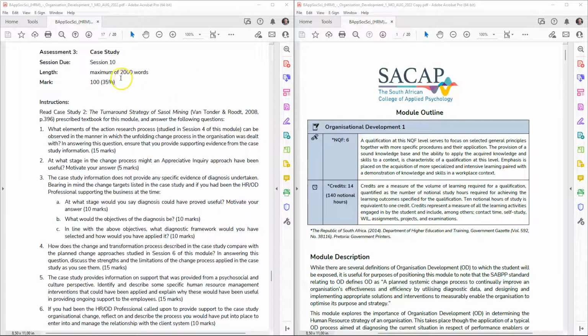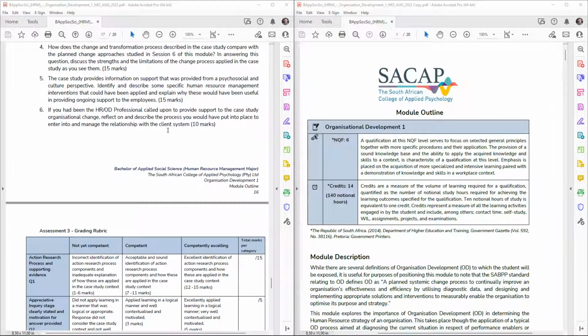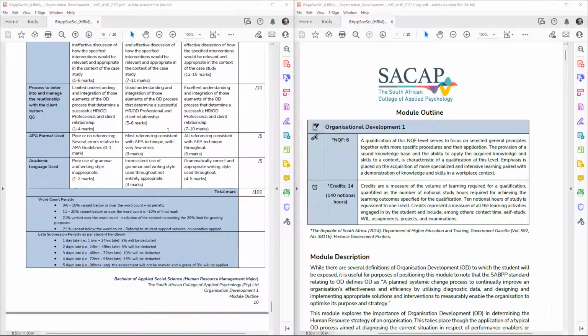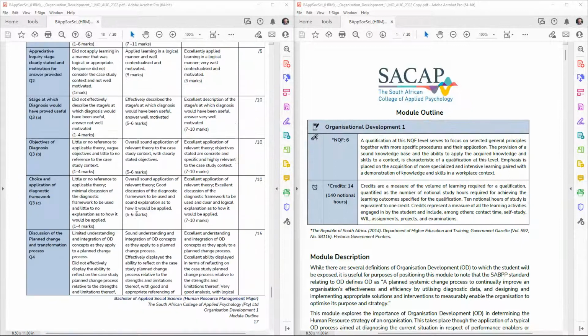The maximum word count is 2,200 words, and as you know, you may go up to 2,200 words. You also shouldn't be more than 10% below the word count of 2,000, okay? So the various penalty rules are below the rubric for the assessment.